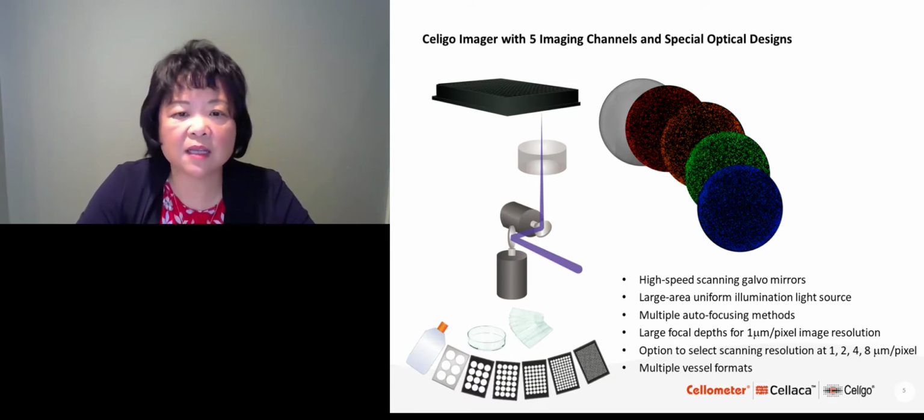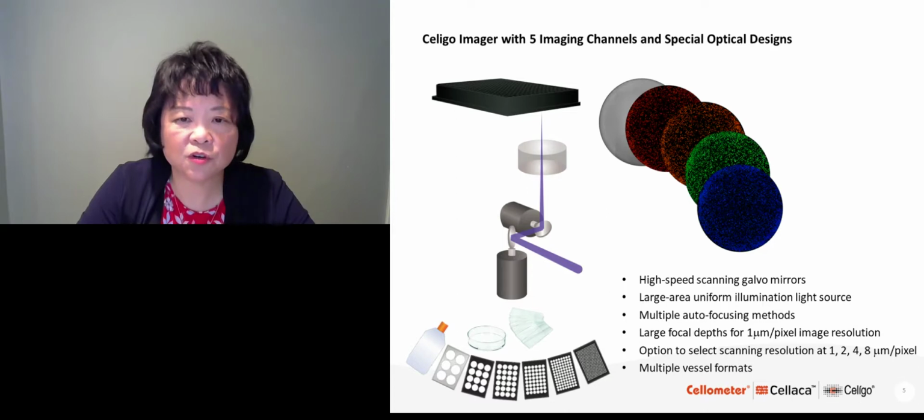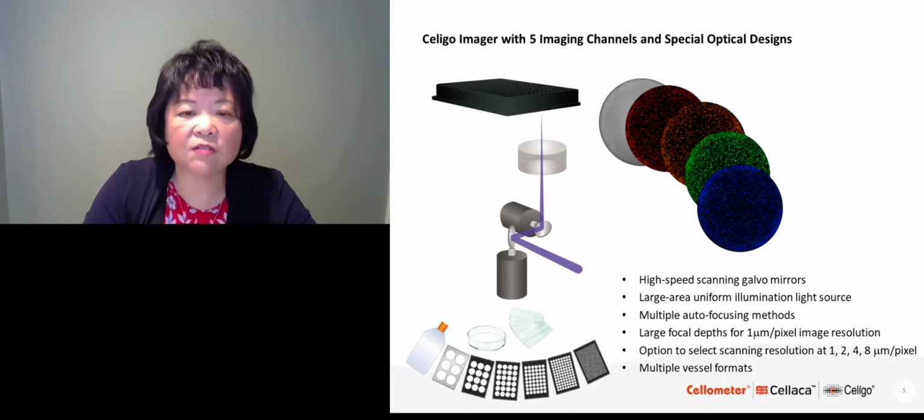It accommodates many different forms of tissue culture vessels. So these designs make this a unique system, different from microscope design, and different from a lot of imagers that automate the microscope.